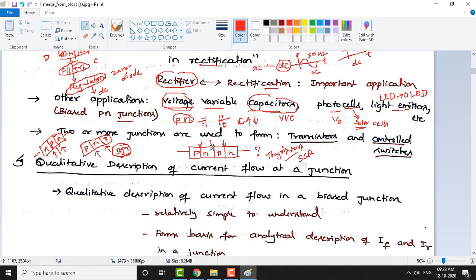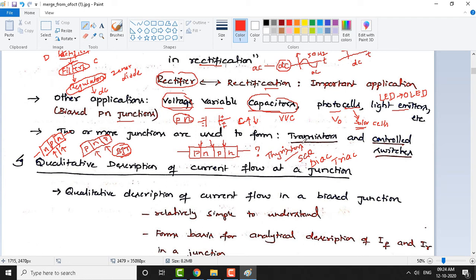And there are even other devices, like the PNPN devices called the thyristor family. There are numerous devices under this family. One such is the silicon controlled rectifier, SCR. There are devices like DIAC and devices like TRIAC. All these are devices that belong to the thyristor family. These devices are used in power electronics.